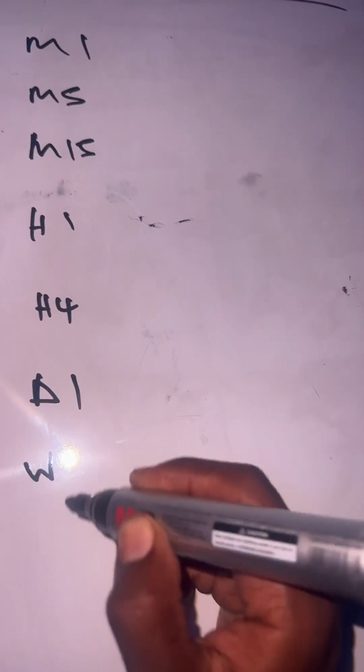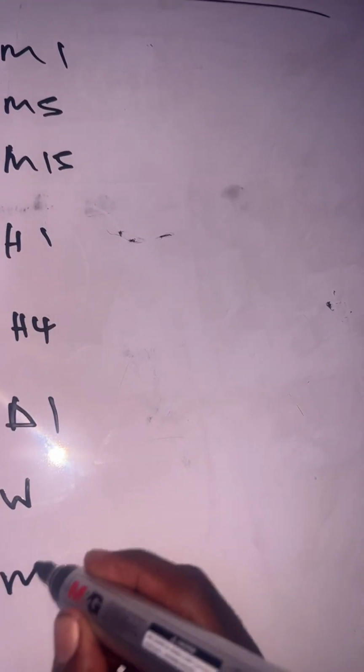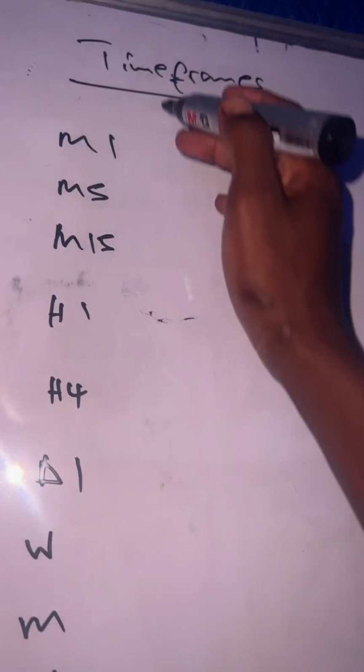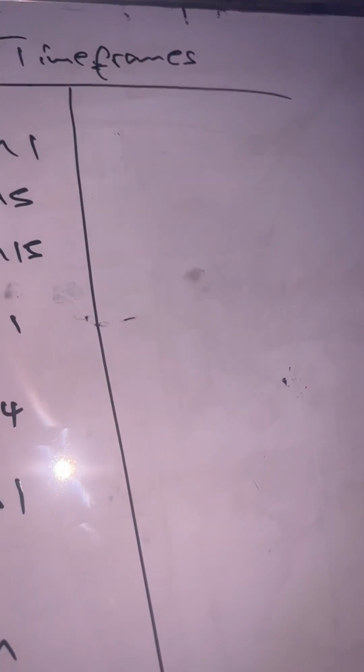We have the weekly time frame, and then we have what? We have the monthly time frame and the yearly time frame. So these are all different types of what? Of time frames. So right now I want to show you how they actually communicate.